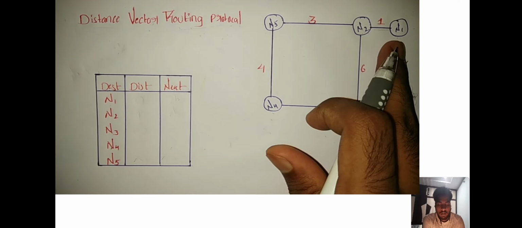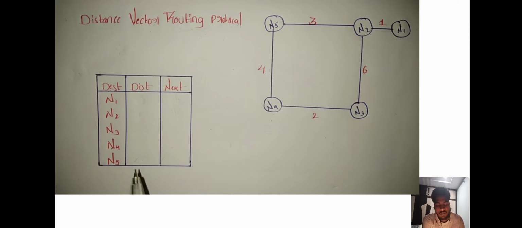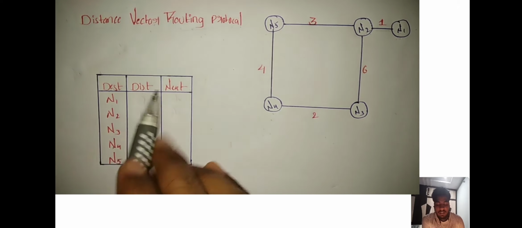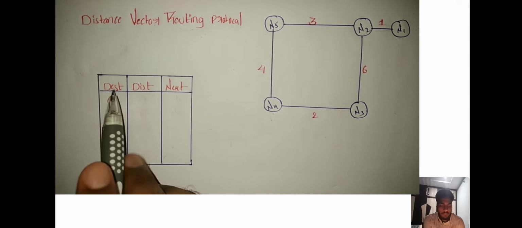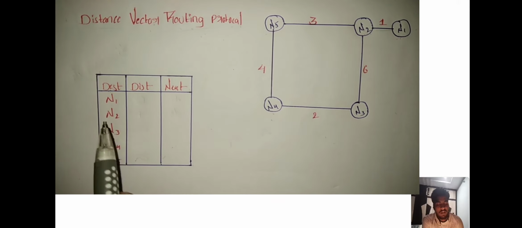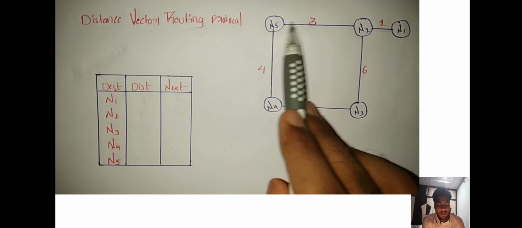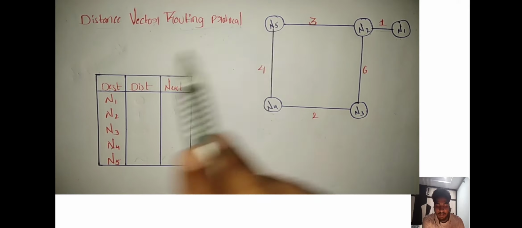For every router, there will be a routing table. For every individual router, there will be a routing table. What is a routing table first? The routing table consists of 3 components. First one is destination. What is destination? If N1 wants to send a packet to N5, that means N5 is the destination here.